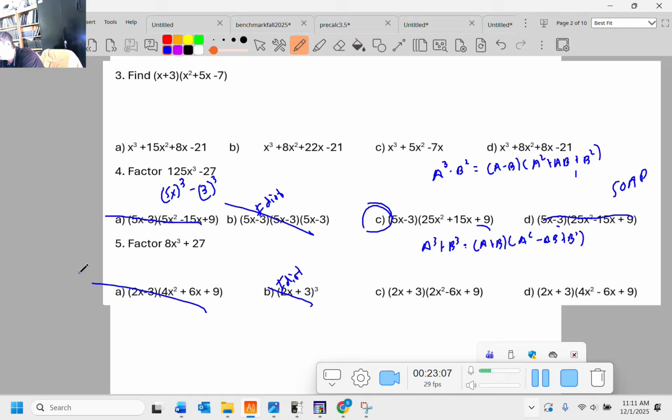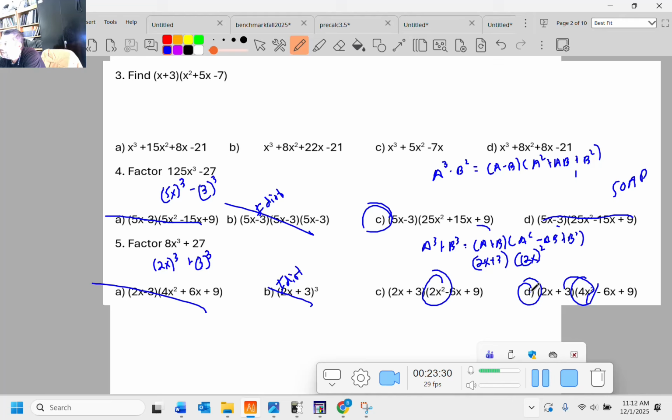Now, this one has a mistake right here. When you set this up, you do have a 2x that's cubed, so A is 2x. You do have a 3 that's cubed, so B is 3. It's 2x plus 3, and here you have to square everything. That gives you that result right there. The correct answer was choice D.